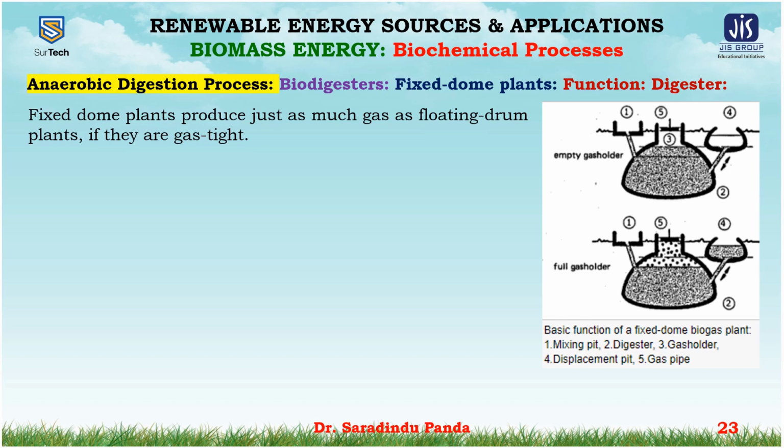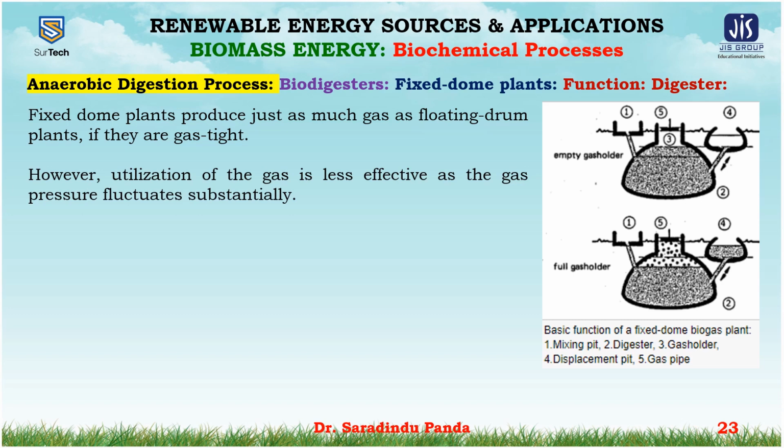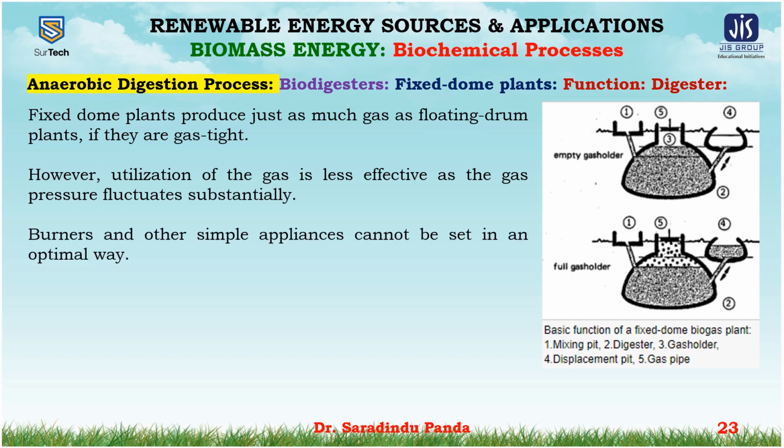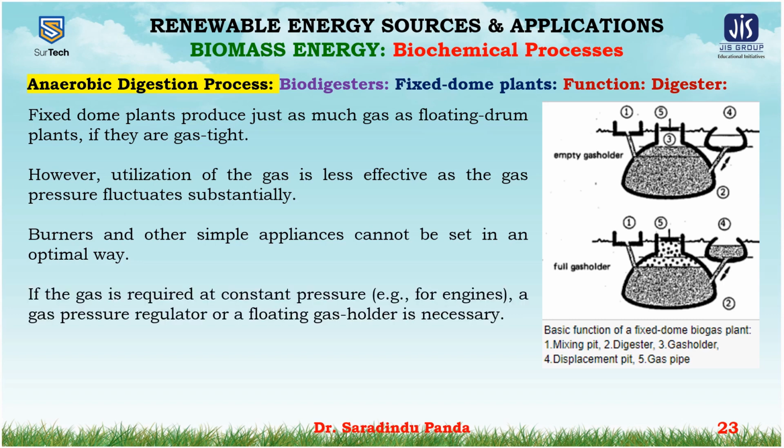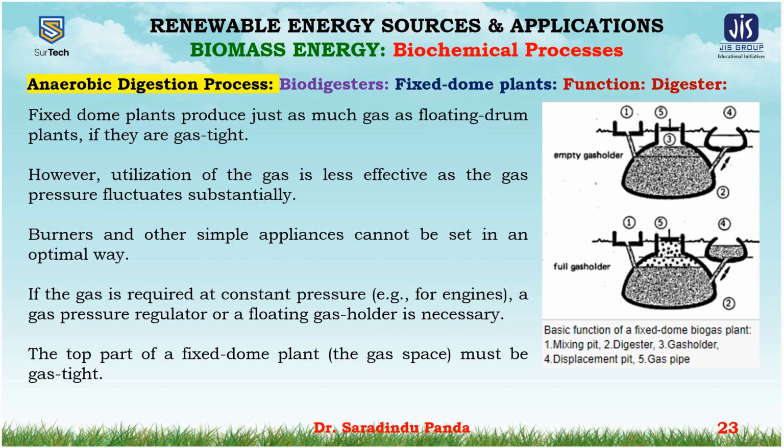The fixed dome plants produce just as much as floating drum plants if they are gas tight. However, the utilization of the gas is less effective as the gas pressure fluctuates substantially. Burners and other simple appliances cannot be set in an optimal way. If the gas is required at constant pressure, a gas pressure regulator or a floating gas holder is necessary. The top part of the fixed dome plant must be gas tight.